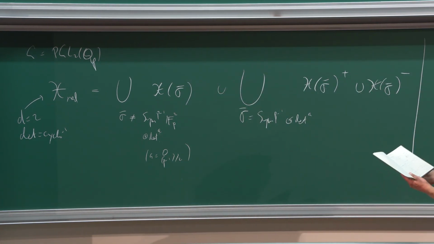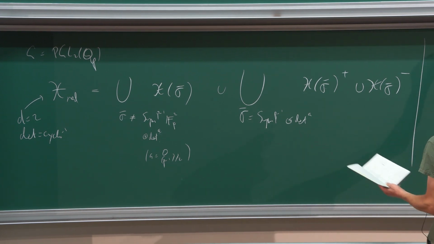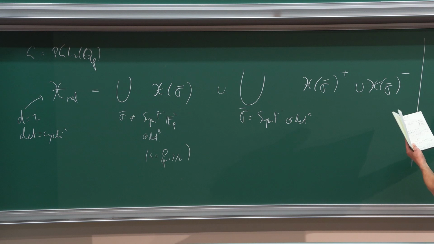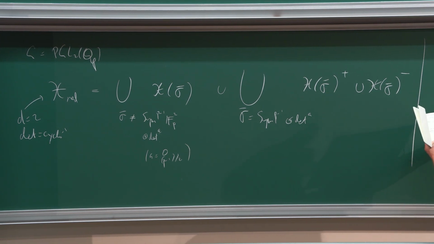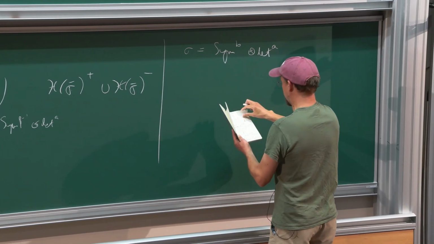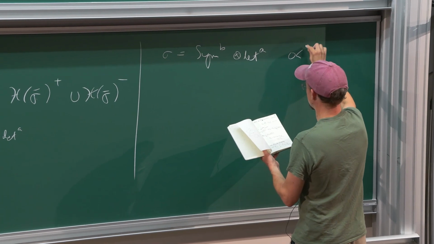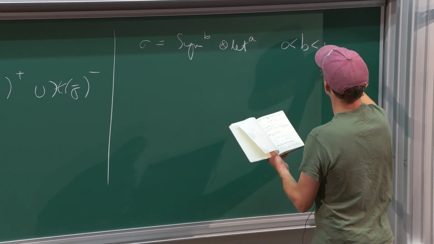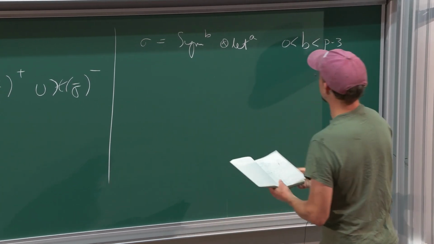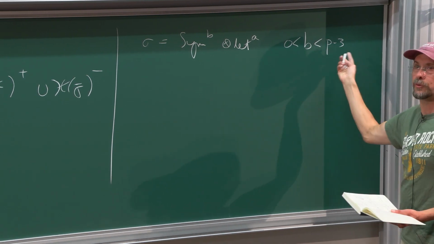So I want to choose some sigma bar. So it'll be some symmetric power Sym^b tensor some power of the determinant, det^a. And again, I want to exclude some extreme cases. Some of what I say doesn't need this, but some will, so let me just do it.